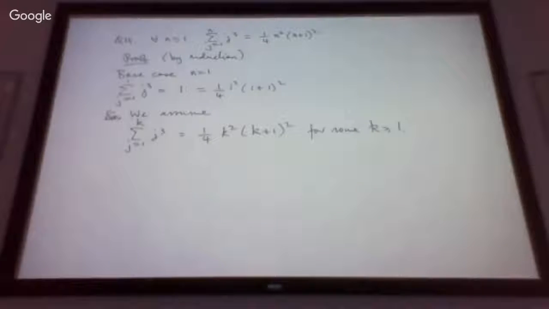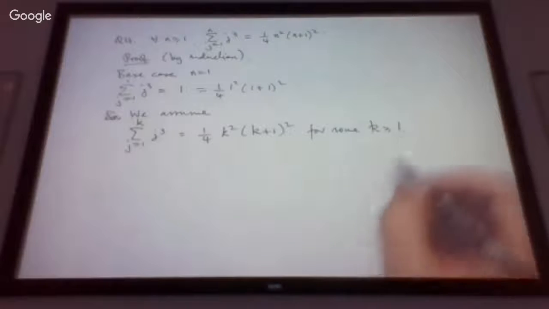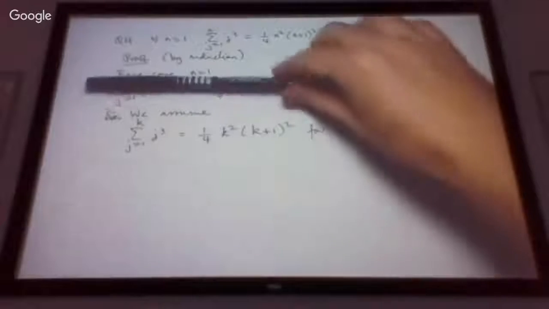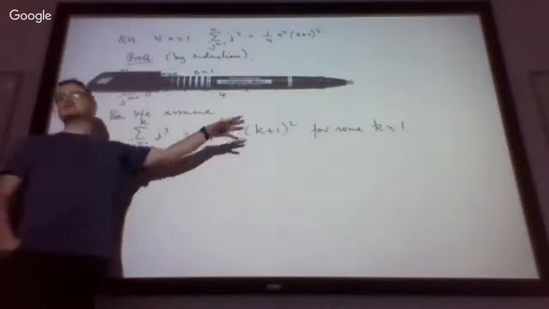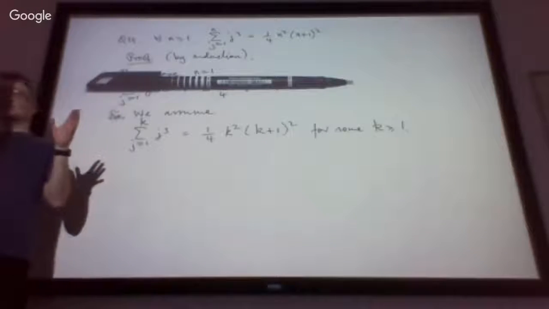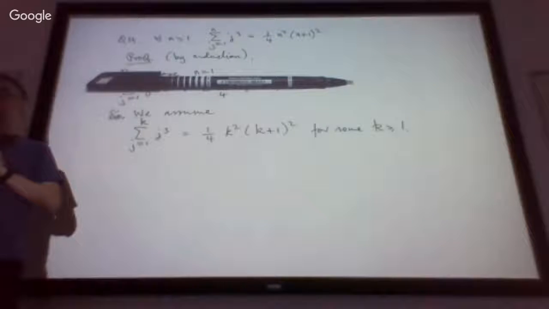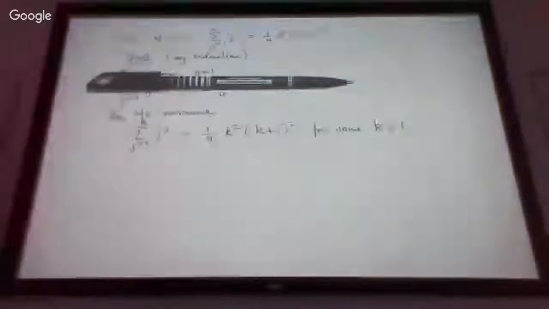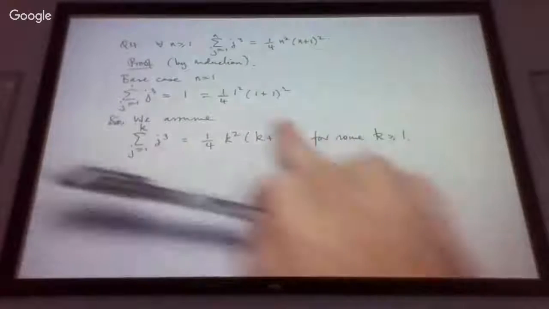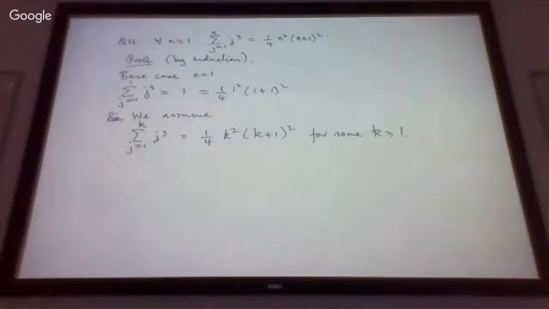That's just a small technical point. If I was reading a mathematical argument that just out of the blue said, we'll assume that this is true, and then argued from there, my suspicions would be raised. You need to justify your assumptions. But this assumption is justified by the fact it is true for at least one value. Okay.